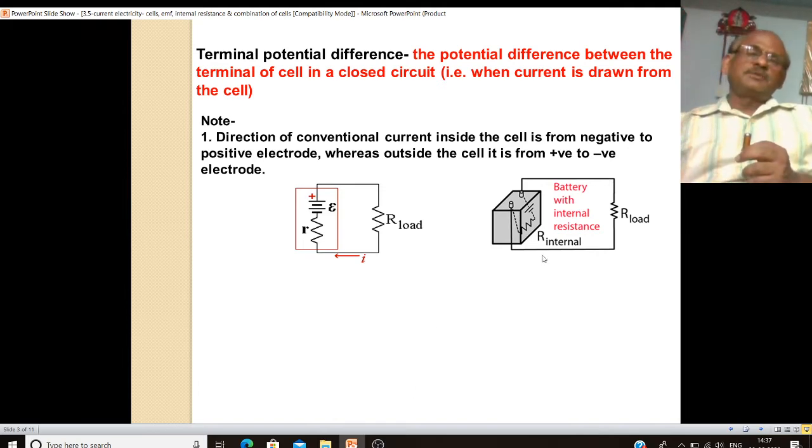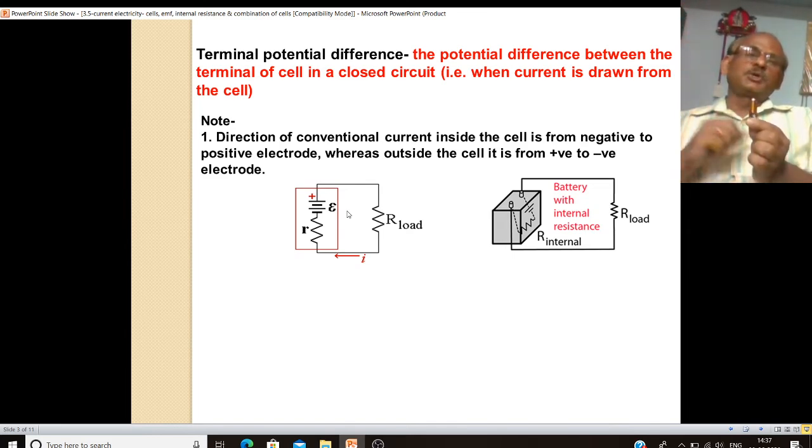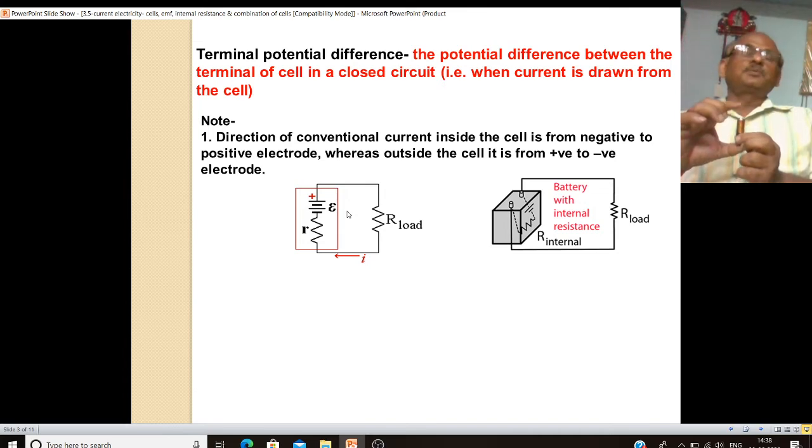Now the direction of conventional current inside the cell is from negative to positive plate, whereas outside the cell it is from positive to negative. Generally, say this cell is of 1.5 volt, so its EMF is 1.5 volt. When this cell is connected in a circuit, obviously some current is drawn. Then if we connect a voltmeter across it, the reading of the voltmeter will be lesser than 1.5 volt. So that is the terminal potential difference.